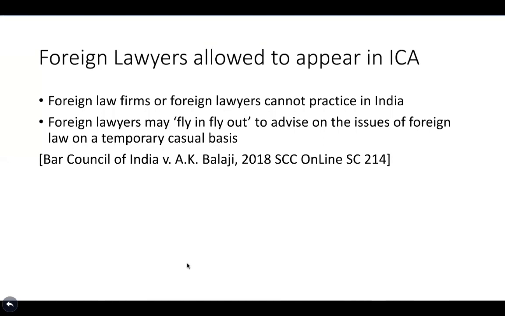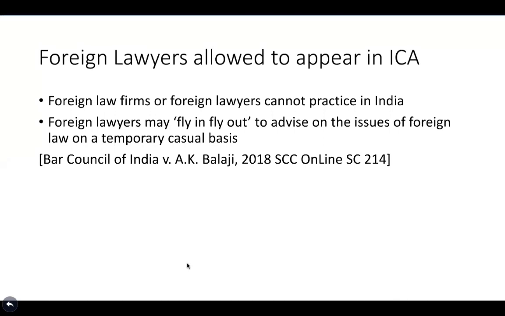One of the things we should also look into is whether foreign lawyers are allowed to take part in international commercial arbitrations. The answer is yes, and this was decided in one of the Supreme Court judgments in 2018. However, foreign law firms or foreign lawyers are not allowed to practice in India. The only way they can practice is after they are registered under the Indian Advocates Act, but they may fly in, fly out to advise on issues of foreign law on a casual basis, but cannot come to India frequently because that would amount to giving legal advice or representing clients in cases.